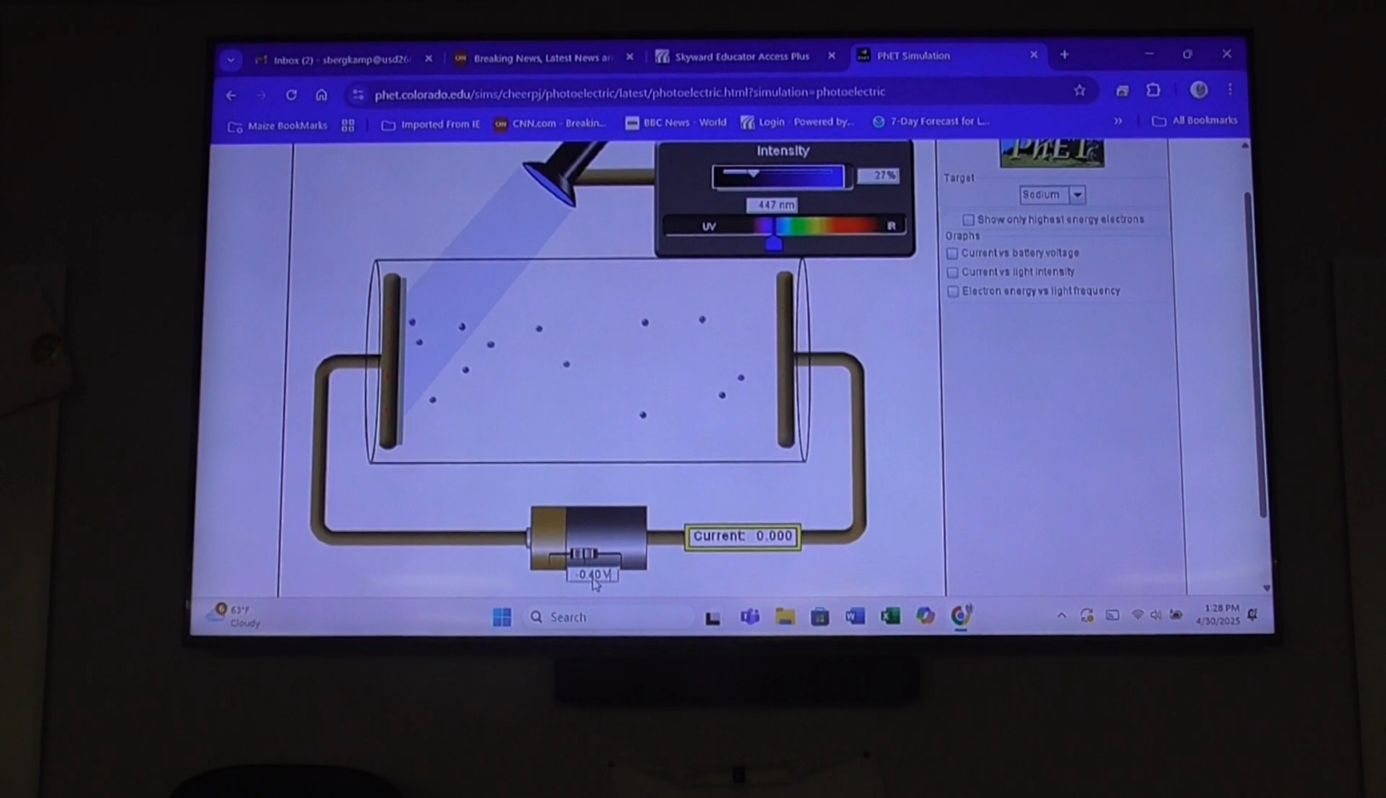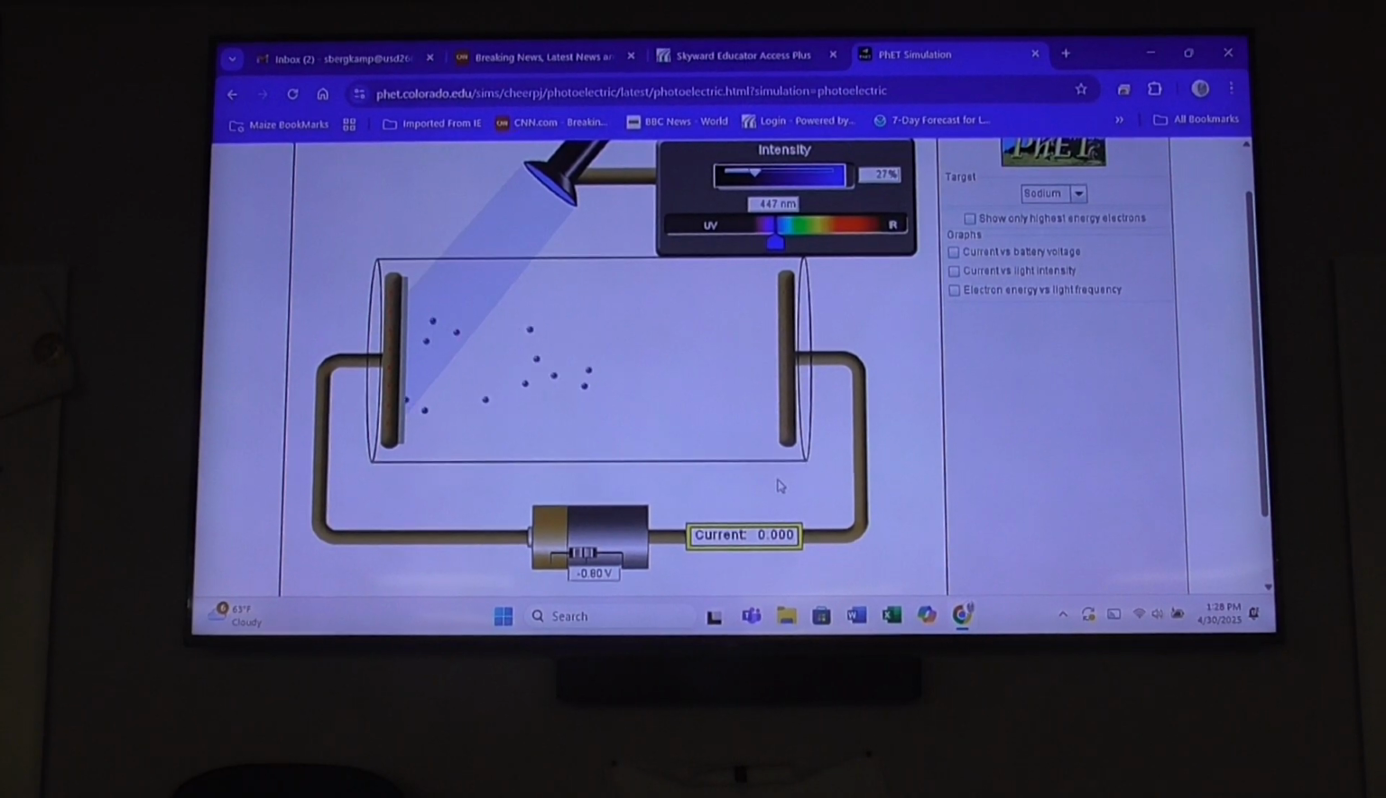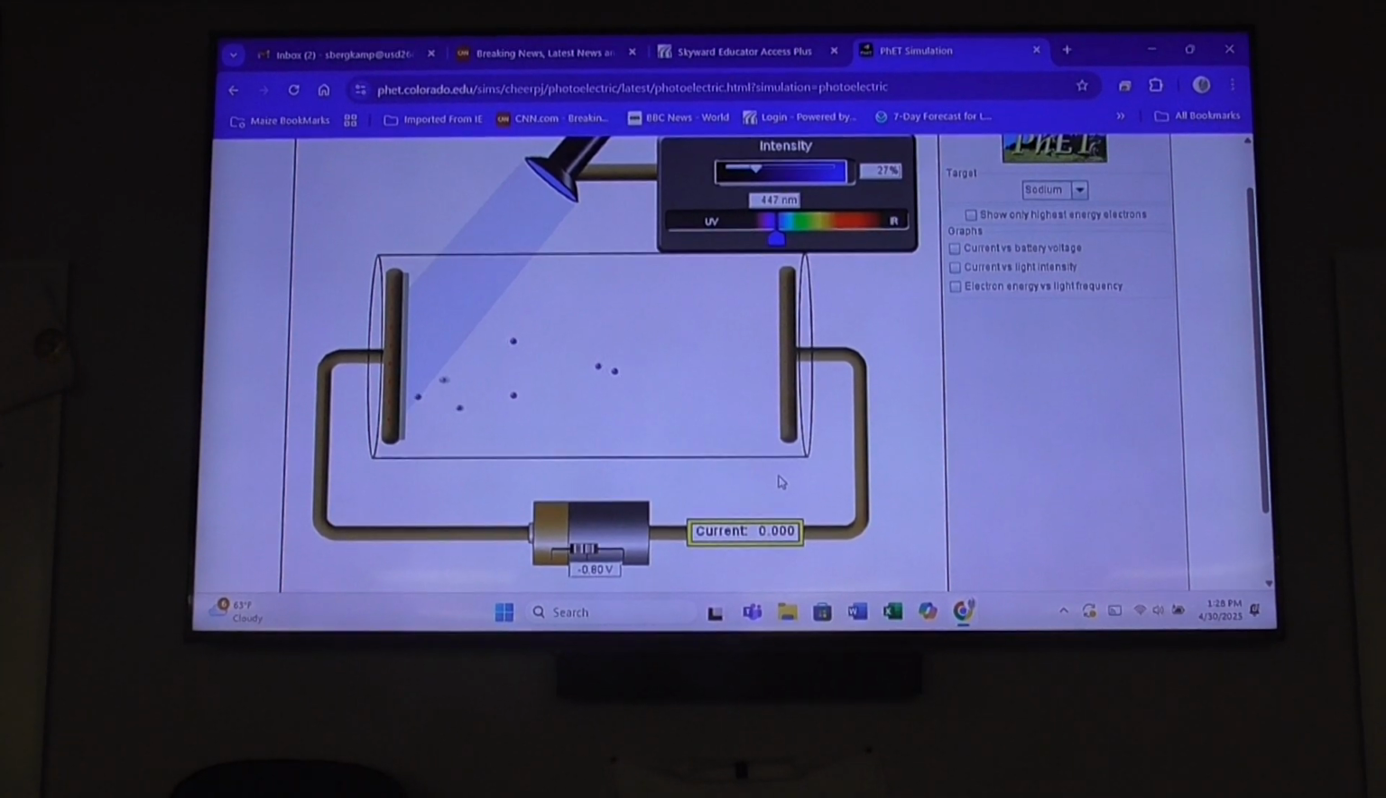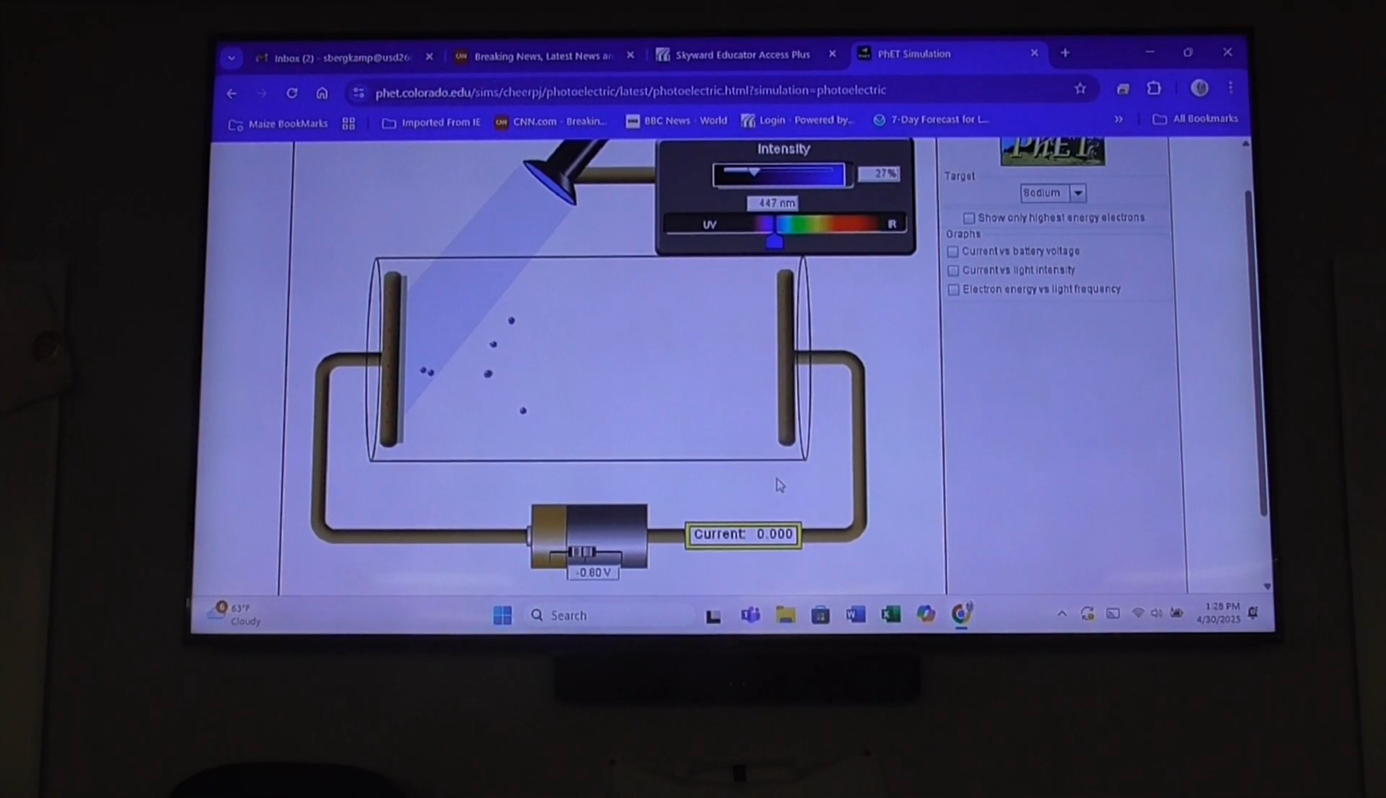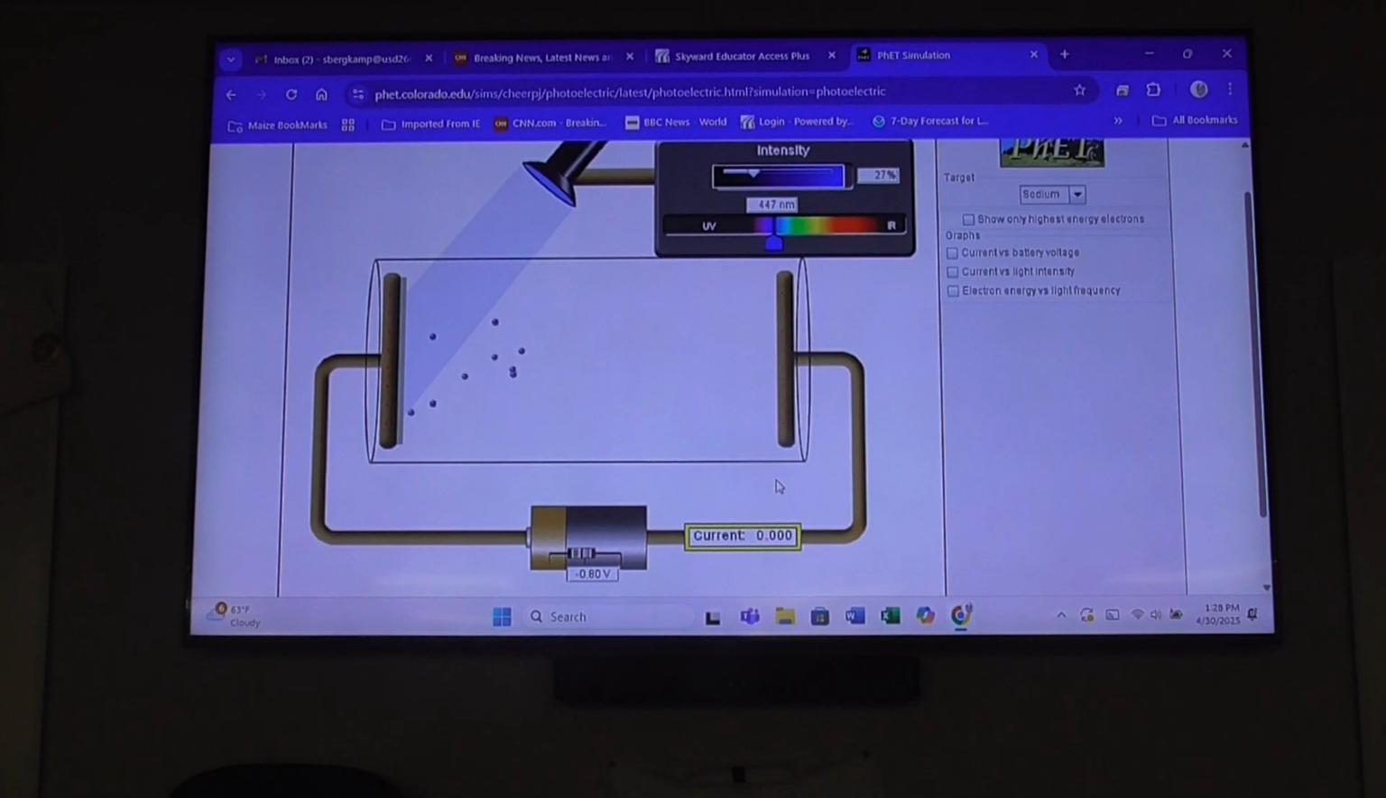Still got some going across. If I change it to negative 0.8, let's just set it to negative 50 and be done. Now notice that at negative 0.8, none of them make it across. So if I know how much voltage it takes to completely stop all of those, what that tells me isn't how much energy it took to free the electron. It tells me how much energy it has left over. And that's how much it's going to stop.